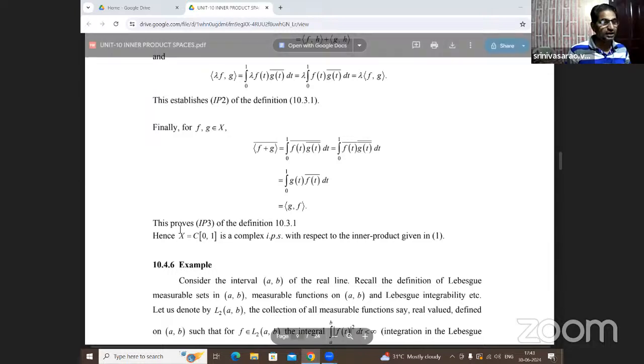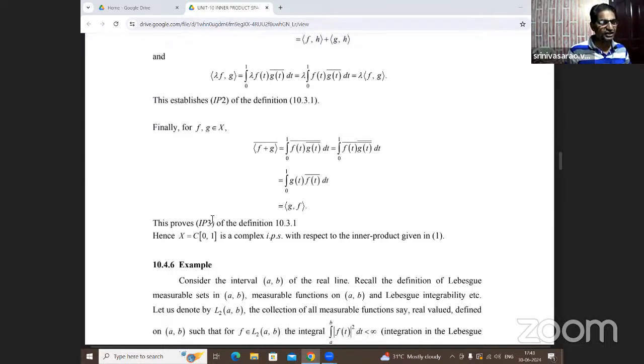So the vector space of all complex valued functions defined on the closed interval 0 comma 1 is also called a complex inner product space. Some examples are real inner product spaces, and we also have to verify some other examples of complex valued functions. So this is the complex inner product space.